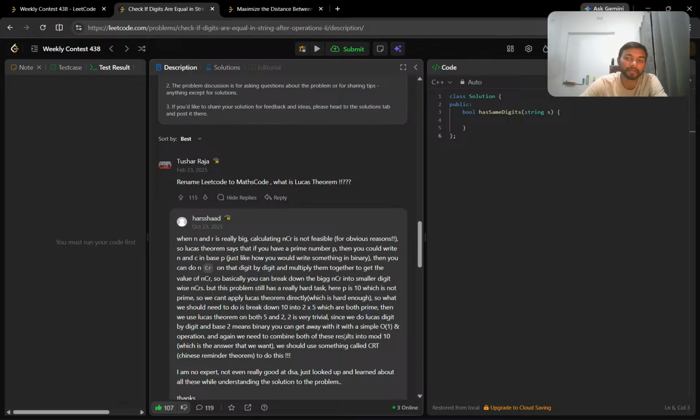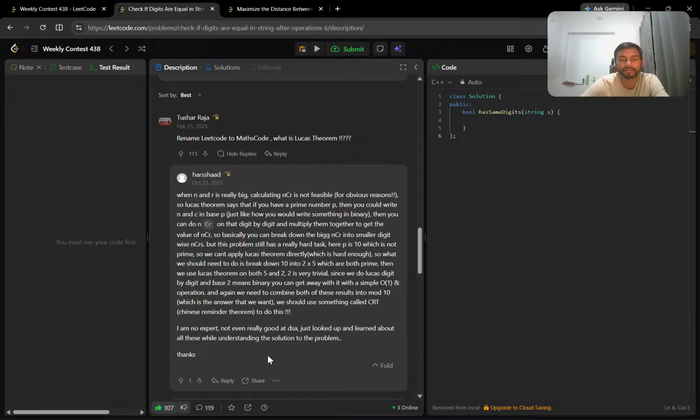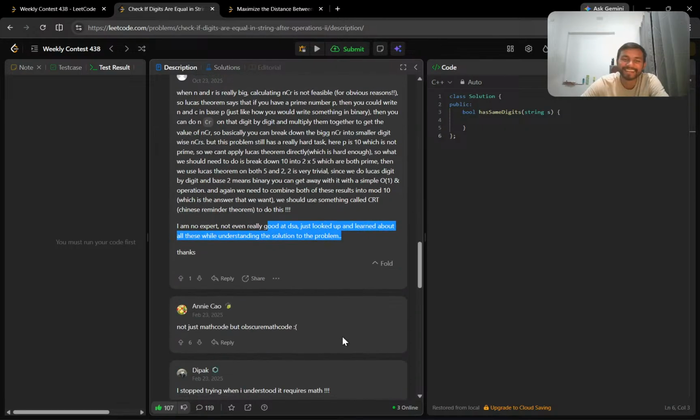2 is very trivial since with Lucas digit by digit in base 2, meaning binary, we can get it with a simple O(1) AND operation. Again, we need to combine both of the results into mod 10, which is the answer that we want. We should use something called CRT. Chinese people invented the theorem to do this. I'm not an expert, not even really good at this.